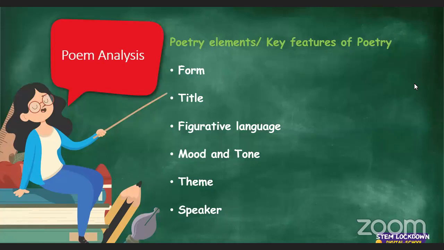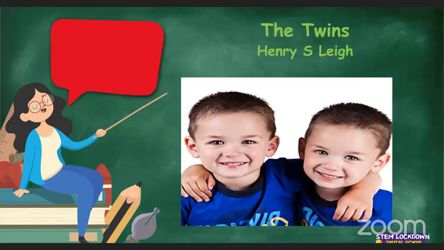Okay, and we said those important elements are form, as you can see on your screen, title, figurative language, mood and tone, theme, and the speaker, okay? So you can call them poetry elements or you can just call them the key features of poetry, okay? As long as you'll be able to remember them. Right. So we did a poem last week that's called The Twins by Henry Astley. So throughout the lesson, I will be using examples from that poem, okay?